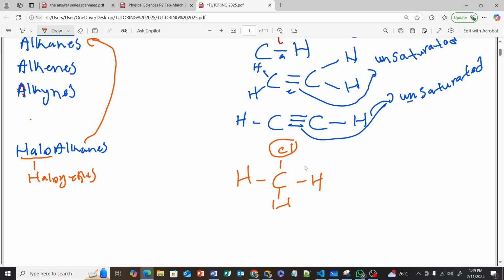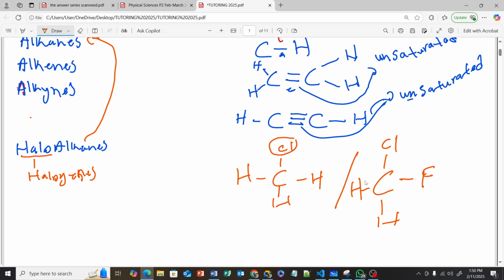So bear in mind, it can have more than one type of halogen. You can have Cl, you can have an F there, then an H, and an H. So you are not limited to only one. Okay, so we will continue with naming at a later stage.